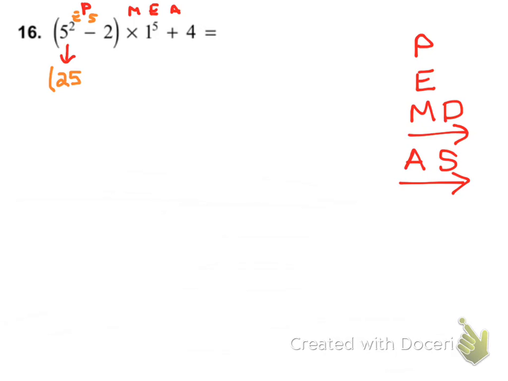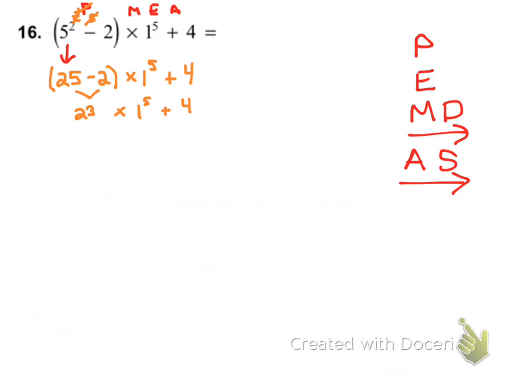I'm going to bring everything else down. Your problem should look just like the initial problem. Okay, now we have to keep working within the parentheses. We already did the exponents. Now we need to do the subtraction. 25 minus 2 is 23. Then once again, bring everything else down, times 1 to the 5th, plus 4. We've done the parentheses.